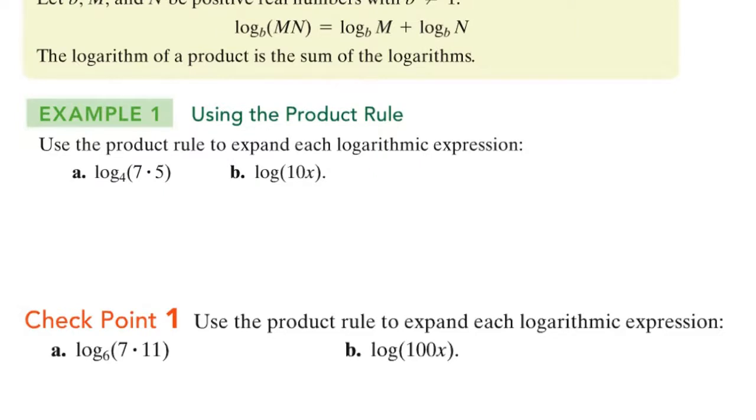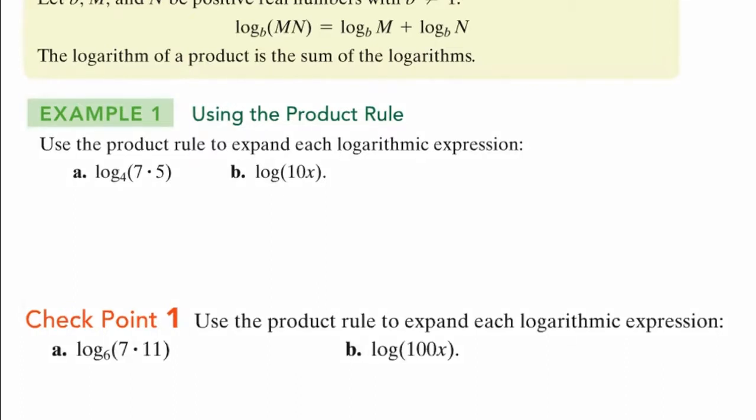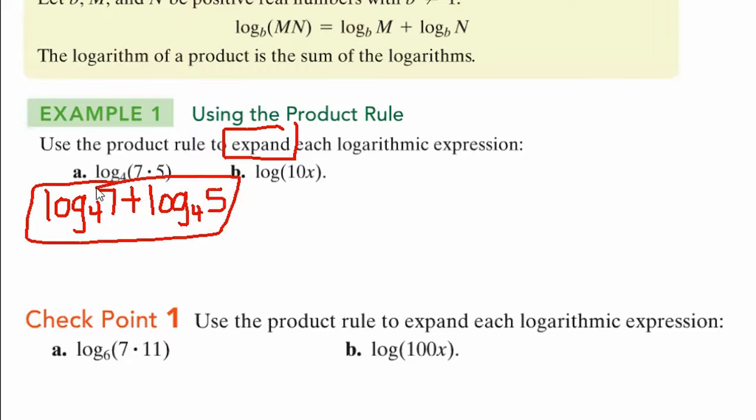Okay, so using the product rule. If I have log base 4 of 7 times 5, we're going to expand it. Expanding it means we want to get it out into more logarithms. We're going to get rid of that multiplication. So I apply the base to the 7, and since it's multiplication, it becomes addition. So plus log base 4 of 5. And that's my expanded form.